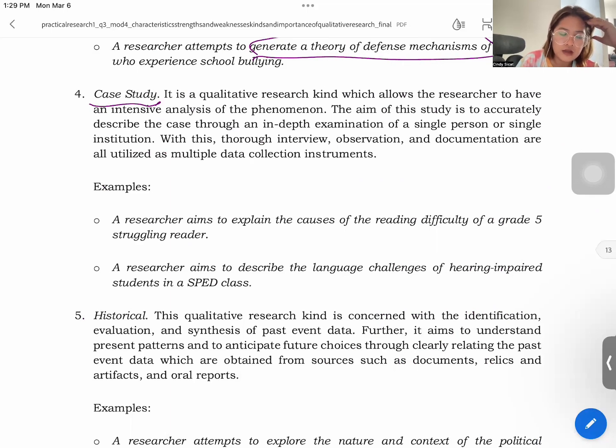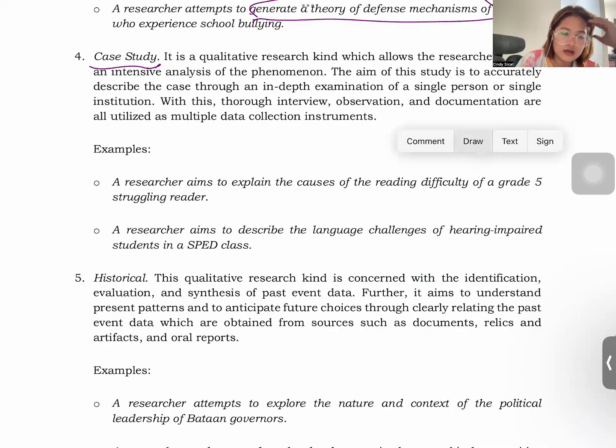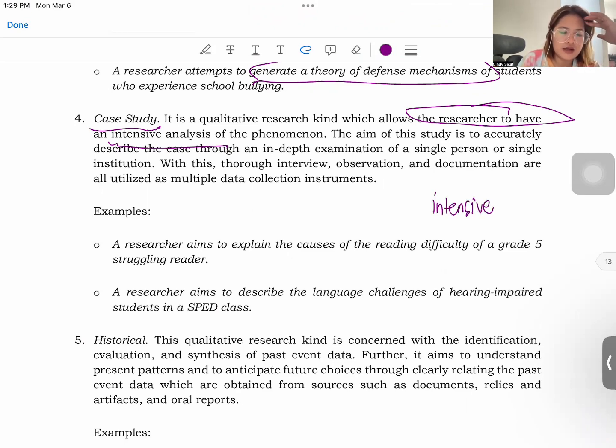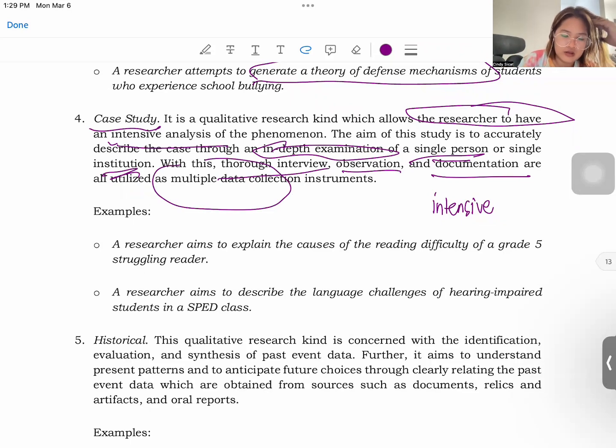Okay? So, a case study is a qualitative research kind na nag-aalaw sa researcher to have an intensive analysis. Again, the word is intensive, okay? The aim of this study is to accurately describe the case through an in-depth examination of a single person or a single institution, okay? So with this, meron siyang thorough interview, observation, and documentation. Pwede naman tayong multiple data collection.